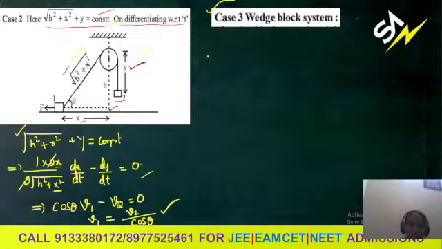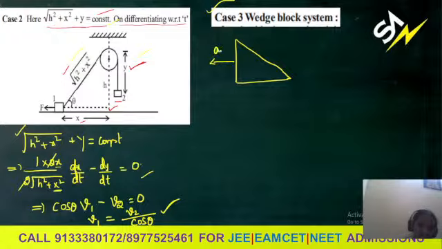And one more important case about constrained motion is the wedge block system. Let us see one situation. Here we are given a wedge which is accelerating to the left side, and the block is placed on the wedge, and this angle of inclination is theta. Now the wedge can travel this distance.